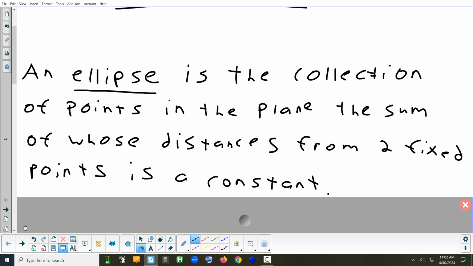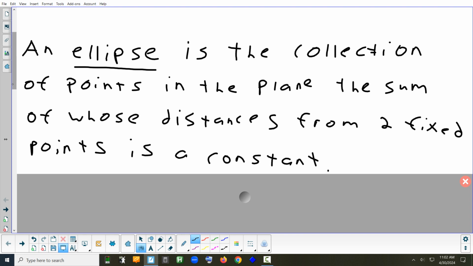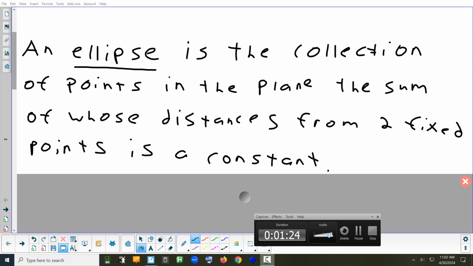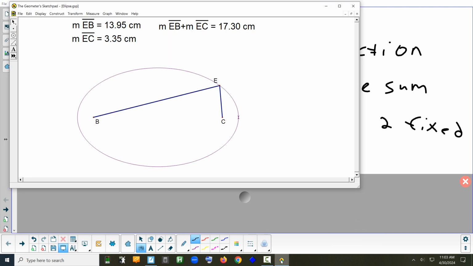Okay? And I'm going to show you an example of that in the same program I used yesterday. So I can drag a point and you'll see it. So here's the two special points that I'm talking about, B and C. Okay, those are the fixed points. And the distances that I'm going to measure are segment EB and segment EC. Okay, I'm going to measure those two distances.